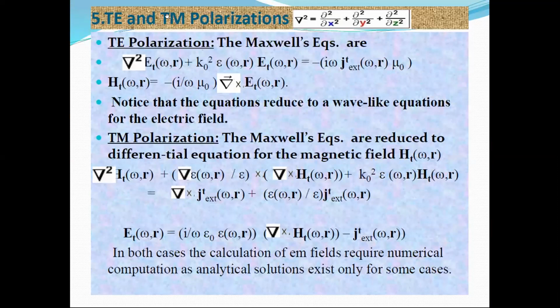And you have del square defined anyway. So in TE polarization, I've written down after solving, one gets Maxwell equations in this form. I don't need to explain, because I have defined every quantity out here. K0 square is omega square upon c square. And you may notice that for the electric field, you have a wave-like solution, but not for the magnetic field. In TM polarization, Maxwell's equations are reduced to an equation for the magnetic field HT, and it will have a very complicated equation. And for the electric field also, you have a complicated result.